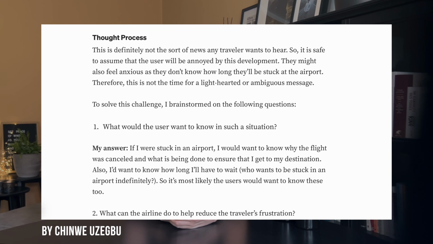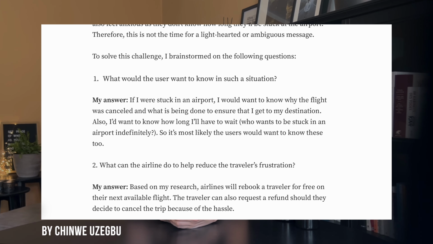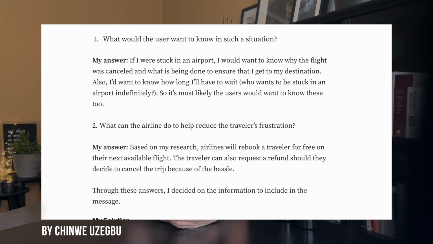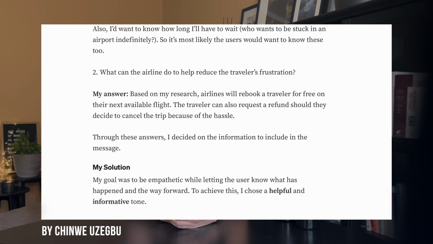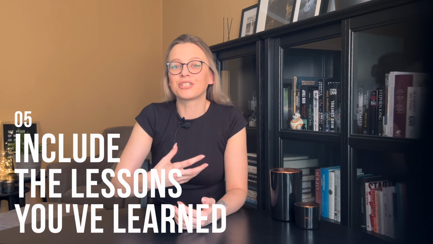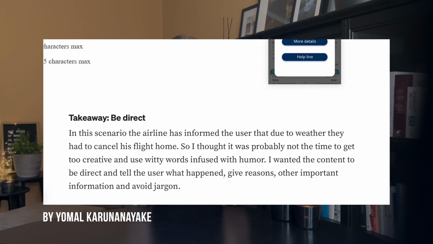Next, please include your approach and your rationale, your thought process, if you like. Here, you can see that the participant asks herself some questions and answers them with the help of using empathy for the user. And with that, she explains her writing decisions. This is definitely one way to do it, a very good way to do it. And what you can also do is include the lessons you've learned, so your takeaways from writing a certain piece of copy, for example, like it is done here. And remember, you can always pause here and read these examples for yourself, okay?